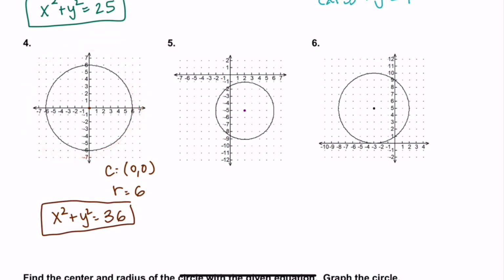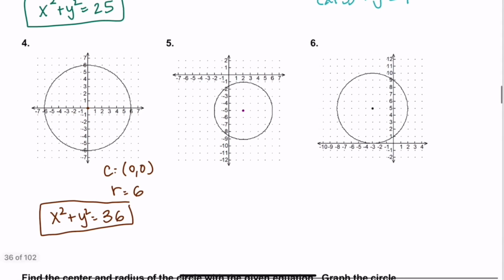Looking at number 5, we're going to write down our center. Our center is over 2 down 5, 2 negative 5. Now our radius, we're going to count from the center over 1, 2, 3, 4. Make sure when you count the radius, you either go up, down, left, or right when counting. We don't want to count off diagonally because it won't be exact. So our radius is 4.